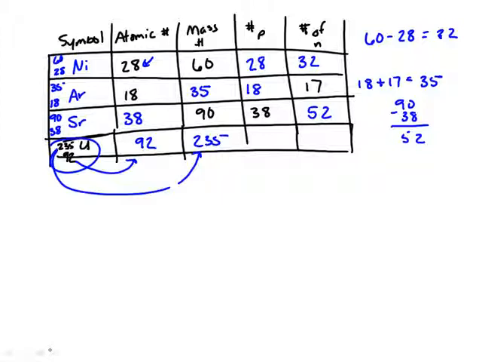My number of protons will be the same as my atomic number. And my neutrons will be 235 minus 92. And that's going to be 143. We'll go with that. 143. Okay? That was number 10.